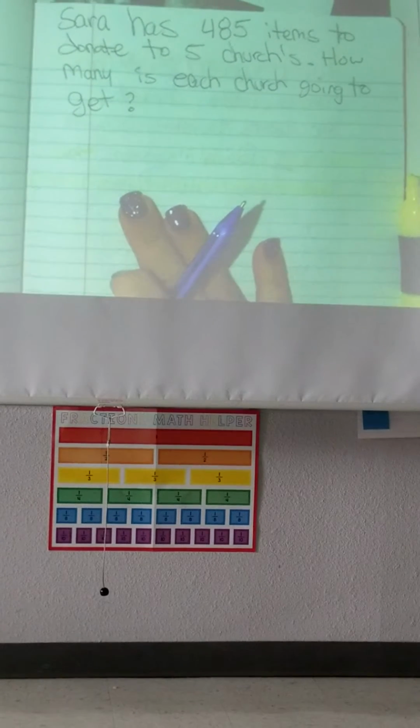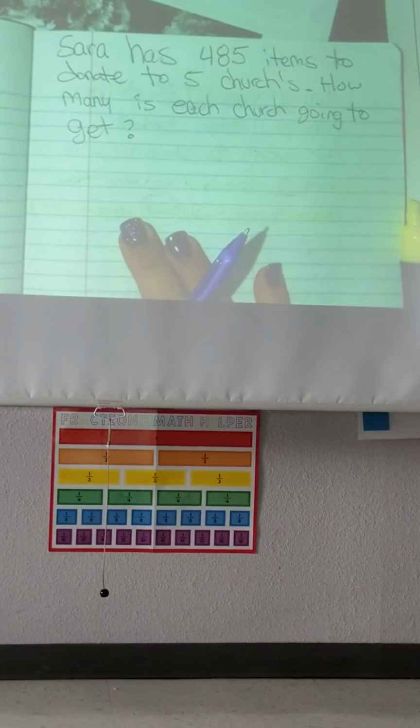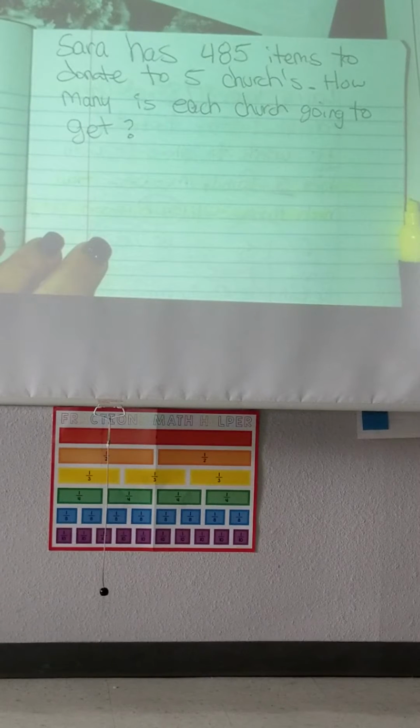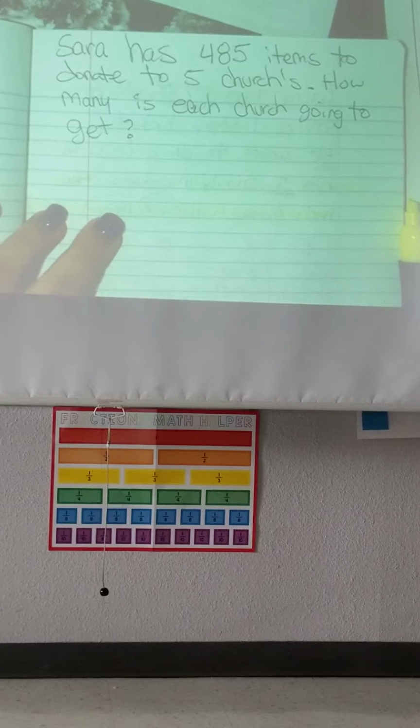Okay. So, a problem of the day. Ready? Let's read our problem. Everybody, not just Max. Sarah has 485 items to donate to 5 churches. How many is each church going to get? Good. So as soon as we read it, we need to circle our what?